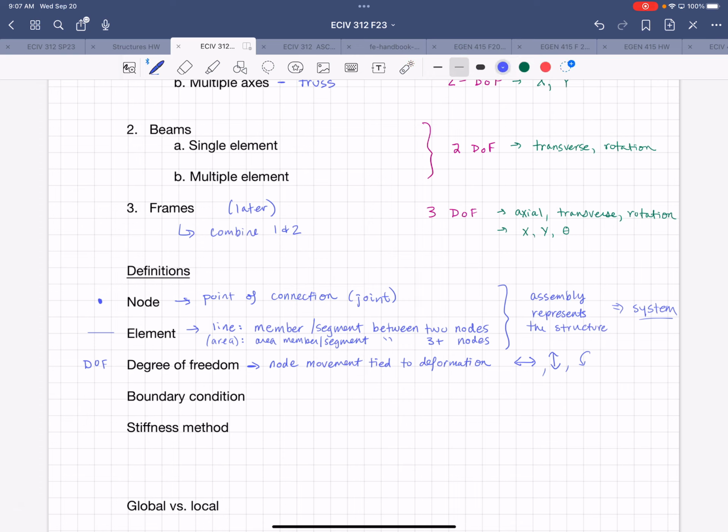All right, so continuing on with these definitions, boundary condition, right, or BC for short. A boundary condition is specifically your known displacement or force going into the problem. And these known displacements or forces are specifically at nodes.